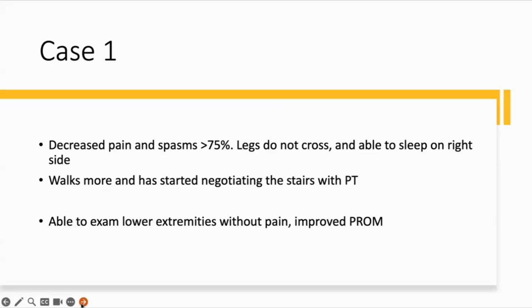Her legs do not cross anymore. She was able to sleep on right side. She walks a little more and negotiated the stairs with her physical therapist. And I was able to examine lower extremities without pain. Some improved passive range of motion. Again, something to remember is that in adults, we do not see a very big difference in range of motion after injections, but subjectively they feel better, and basically they have improved ADLs. She receives injection every 6 months or once a year, and she has improved, and now she does not get injections anymore. Next slide.